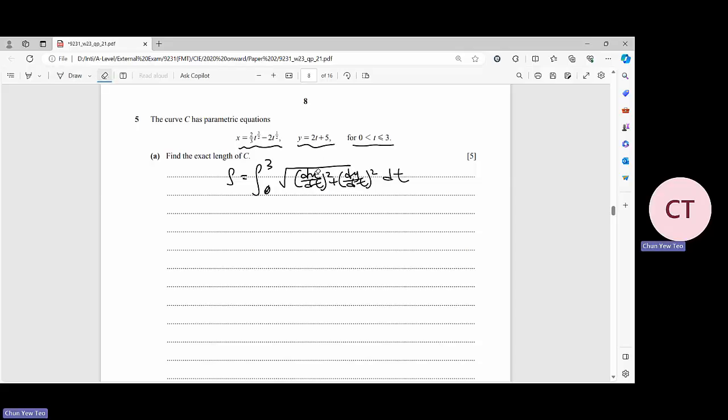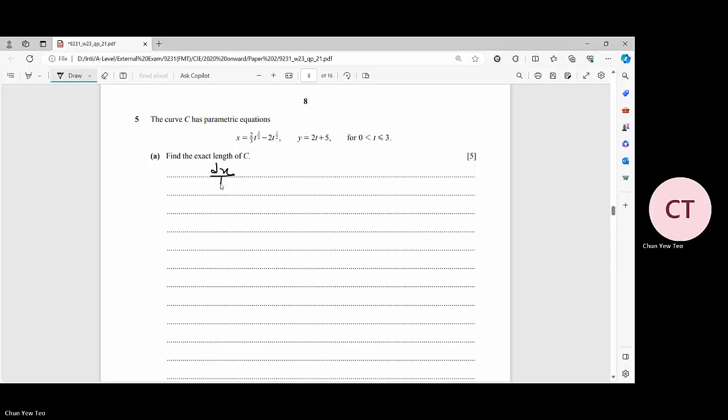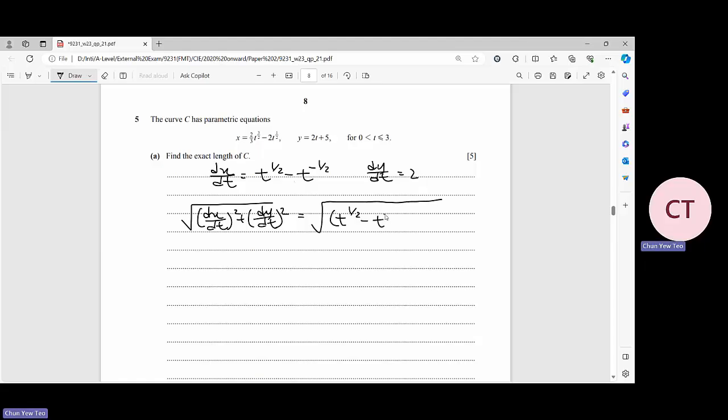Okay, so since we're going to use this formula, that means that at the very first step, we should find dx/dt and dy/dt first. So differentiate x with respect to t. You have t to the power of half minus t to the power of negative half. And then dy/dt, you have 2. Then the square root of (dx/dt)^2 plus (dy/dt)^2 will be (t to the power of half minus t to the power of negative half) squared plus 2 squared.